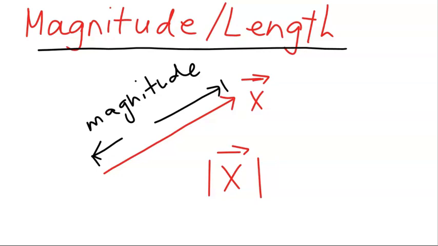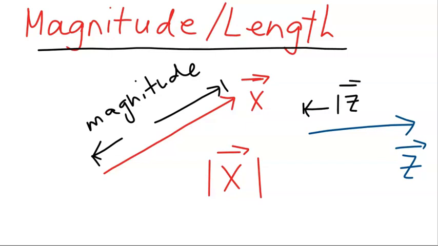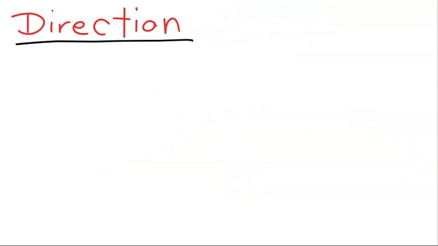Now if you have another vector, let's say vector z, then the magnitude is given by that length, and that is how we write the magnitude of this particular vector, and so on. What about the direction of a vector? Direction of a vector is represented using angles.